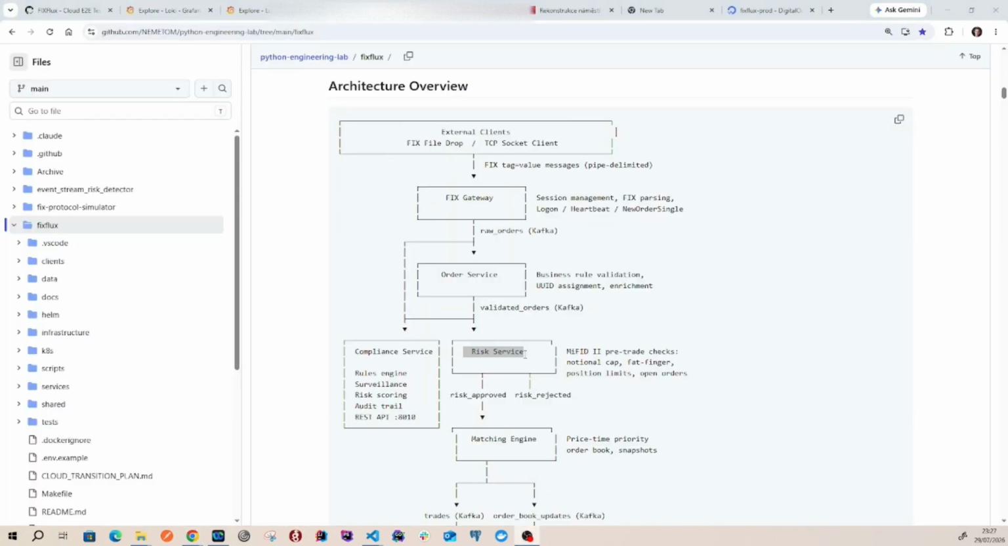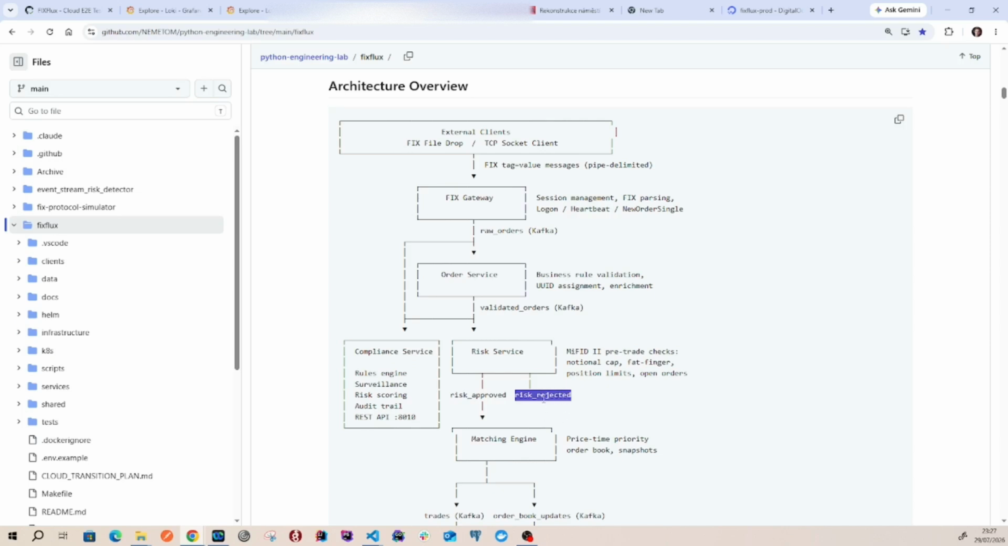Notice what didn't happen. The matching engine never saw this order. It was never at risk of executing. That's the whole point of pre-trade risk. The check has to happen before the trade, not after.